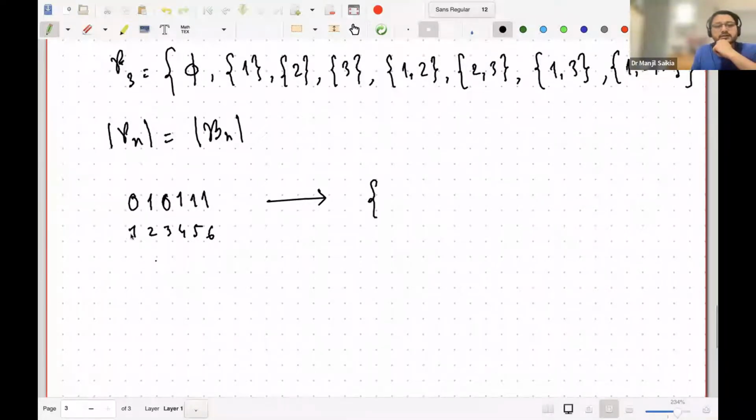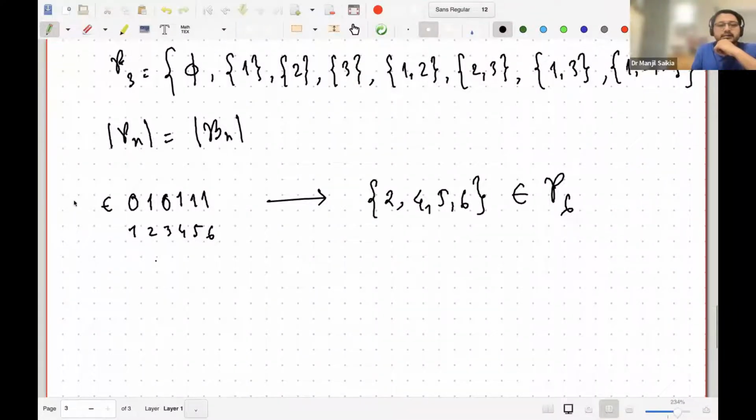0 appears in the first position, so 1 is not an element of this set. 1 appears in the second position, so that means 2 is an element of this set. 3 is not an element because 0 appears in the third position. And the rest of these are 1, so that means 4, 5, and 6 are elements of this set. Now this set {2, 4, 5, 6} is an element of the power set on the 6-element set {1, 2, 3, 4, 5, 6}, right? So this element is an element in this set B_6, and it belongs to this set P_6. So each element of B_6 I have assigned to an element of P_6.